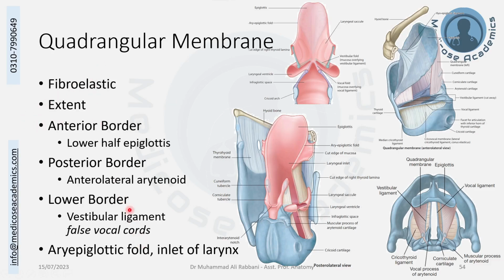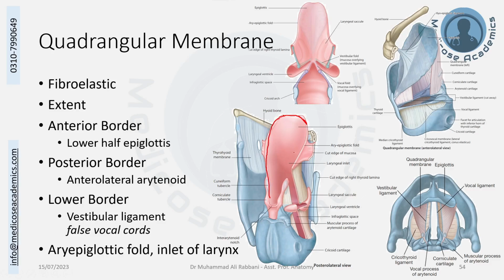So these are all the things that are written. Fibroelastic extent we have discussed. Anteriorly the lower half of the epiglottis, posterior border the arytenoid cartilage, lower border is the vestibular ligament, the false vocal cords, and it is defining the laryngeal inlet. This line is the laryngeal inlet.